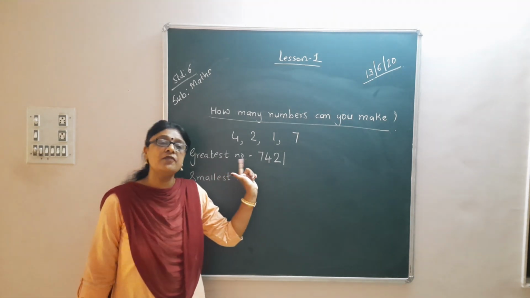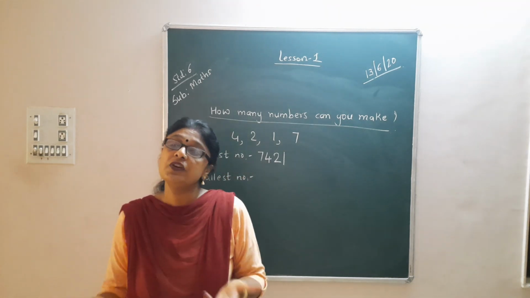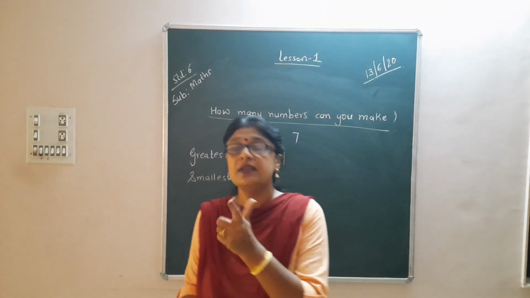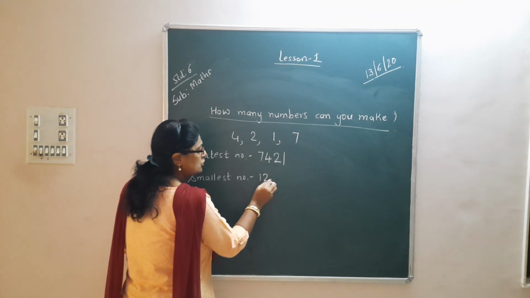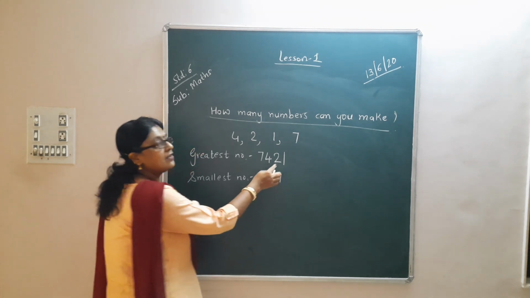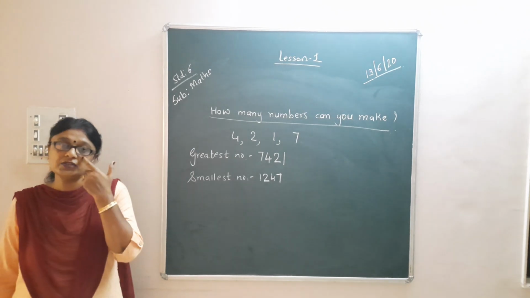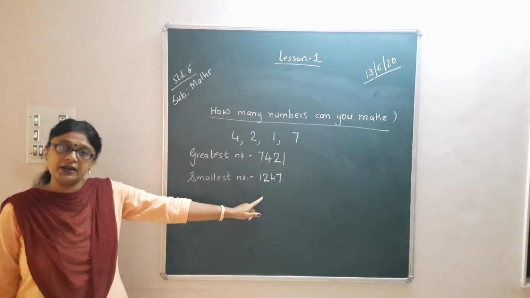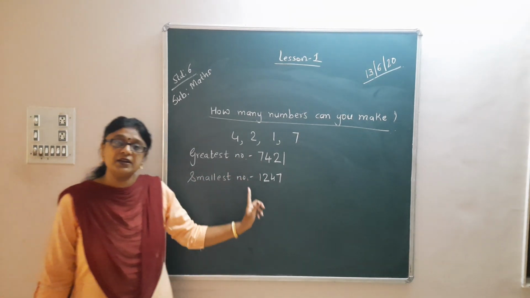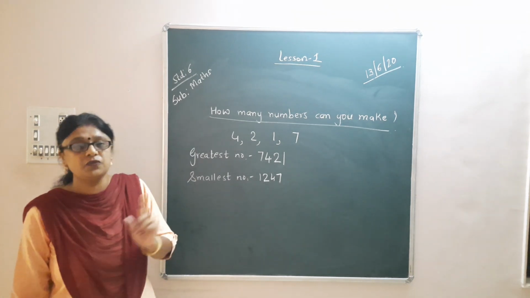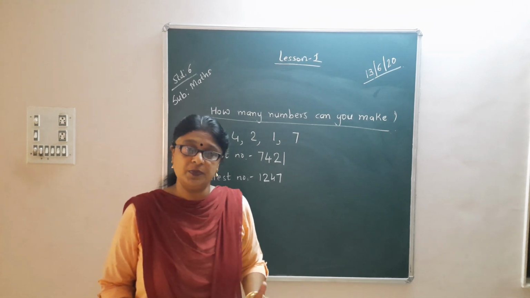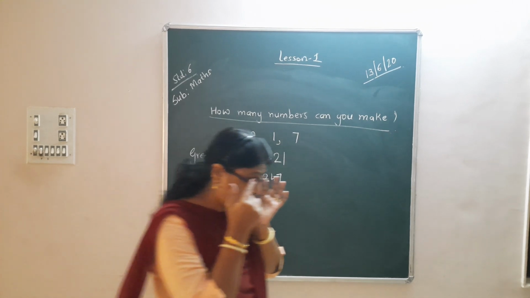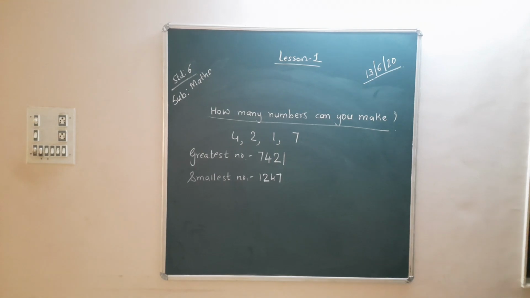If in greatest you have to arrange in descending order, then for smallest you have to arrange in ascending order. That is 1, 2, 4, 7. The reverse of this, reverse of the greatest number. Understood? So this is to be done when you are told to make the number without repetition. Understood? Okay.